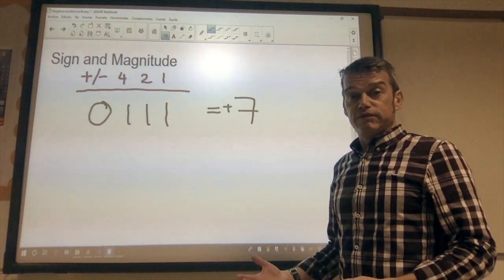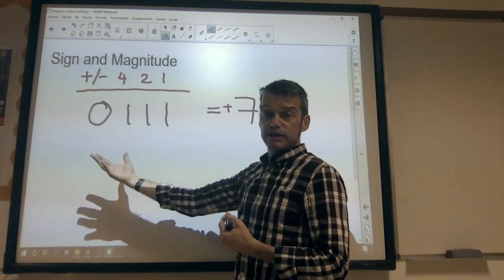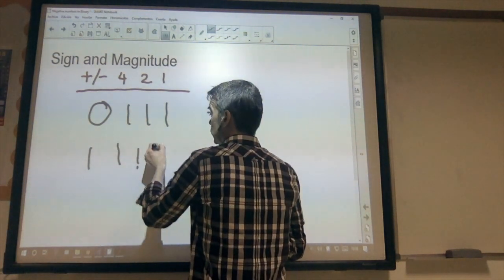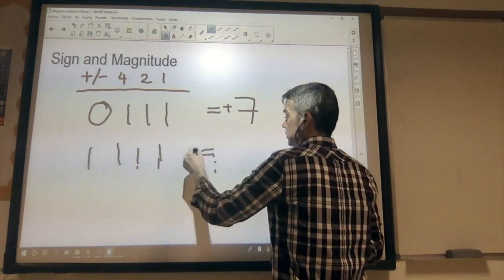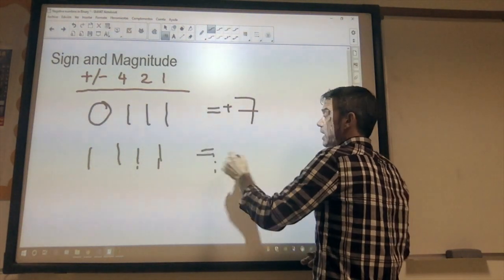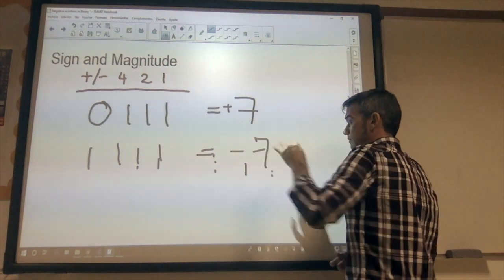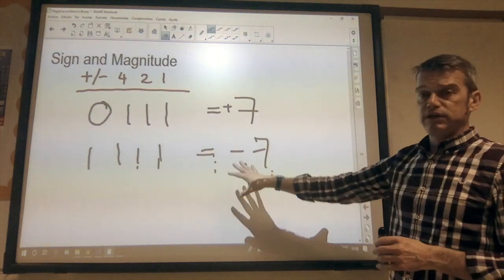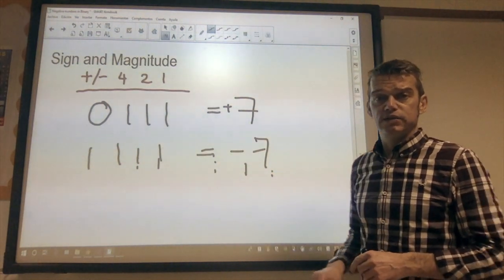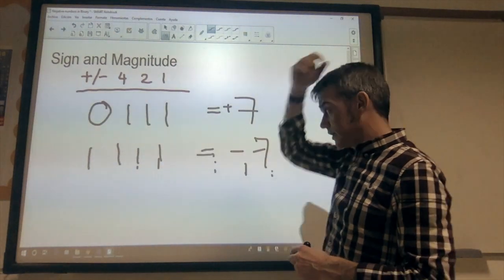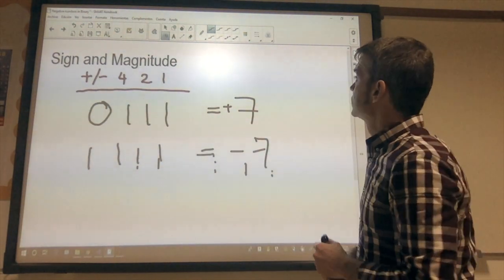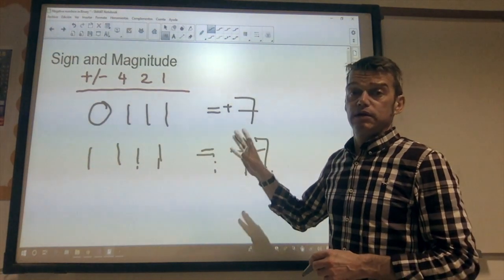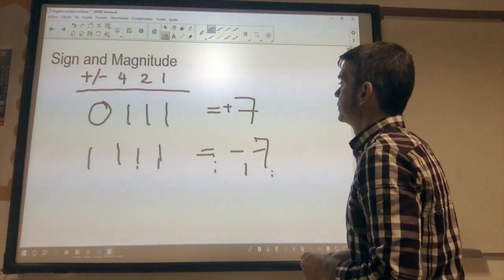To represent negative 7, we simply set the most significant bit to 1. So we would have 1, 1, 1, 1, and that will equal negative 7. So aside from the funny hieroglyphics that my whiteboard has decided to add, here we've got an example of a negative number and a positive number using the sign and magnitude method.